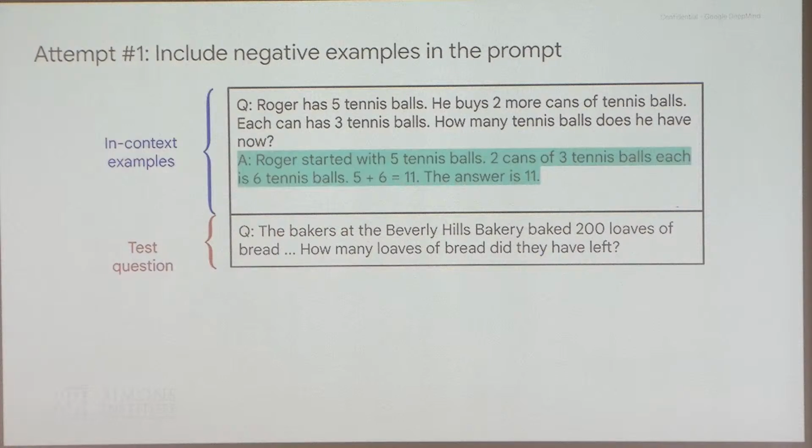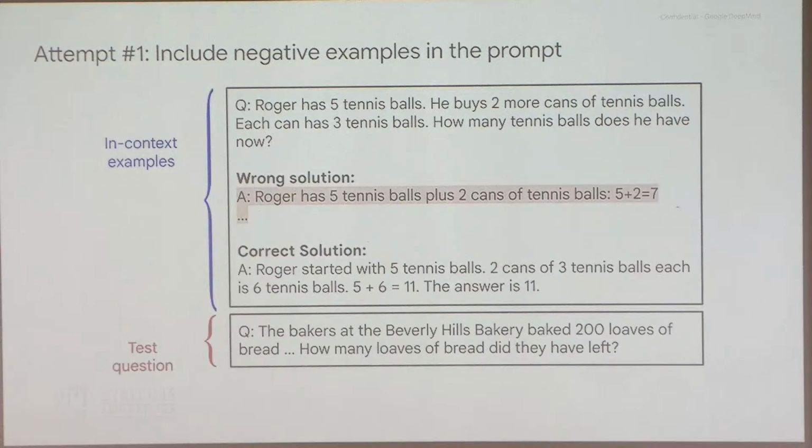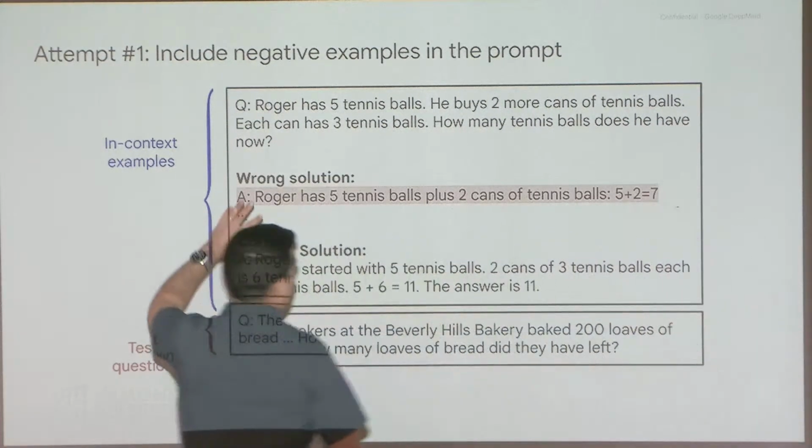Our first attempt was to just include negative examples in the prompt. So we started with this vanilla prompt template of the standard chain of thought few-shot prompting, and we added a wrong solution to the same question and explicitly told the model, hey, this is a wrong solution.